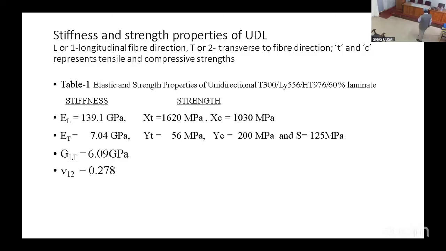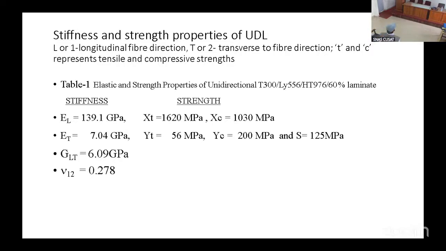Now, what are the general typical properties you should remember by heart? You remove the decimal points and remember 140 GPa. GPa means into 10 raised to 3 MPa, and MPa means Newton per millimeter square, or Pascal.